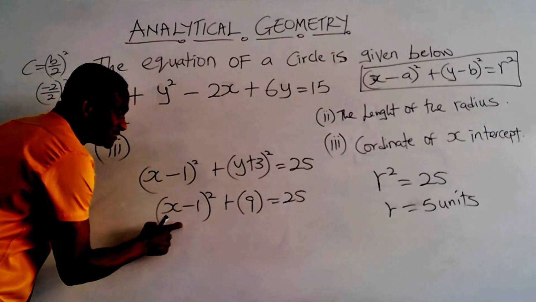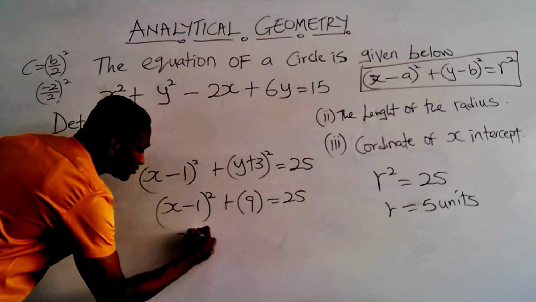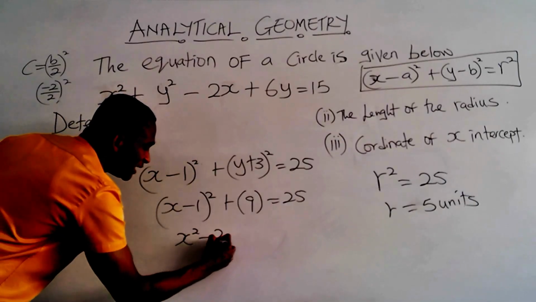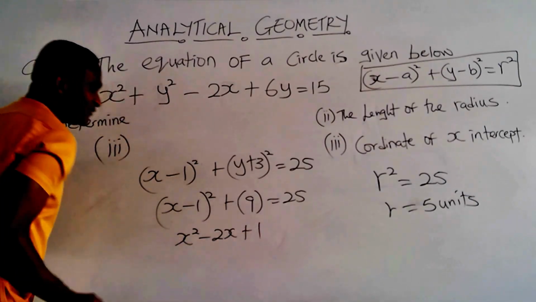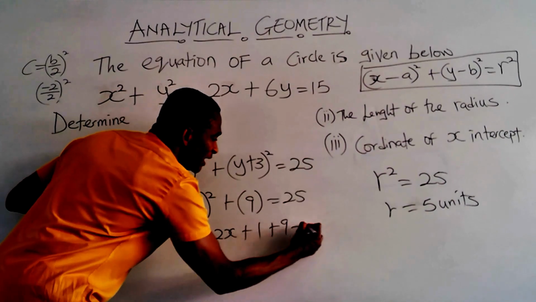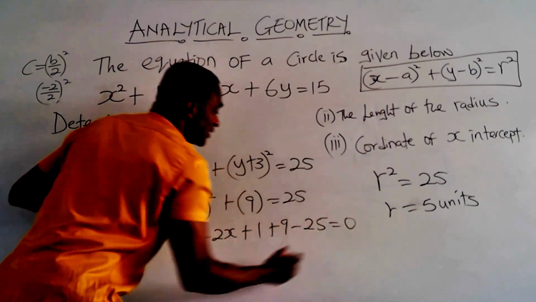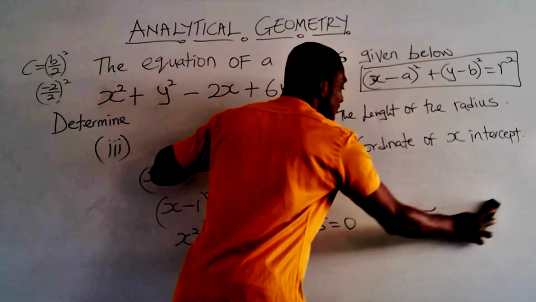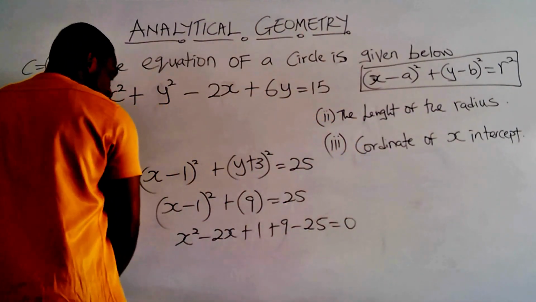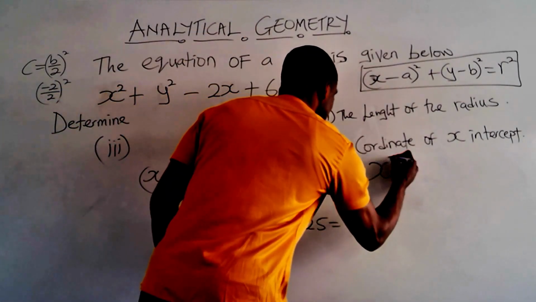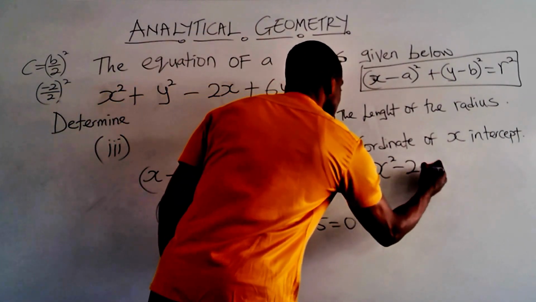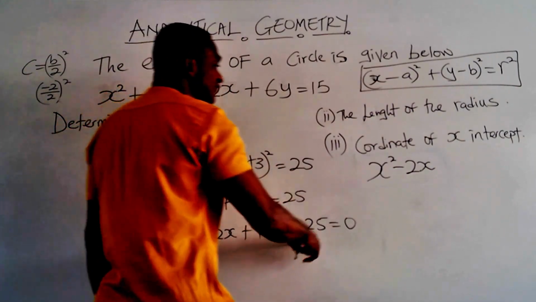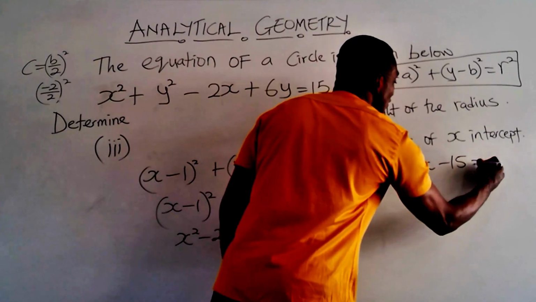Let's simplify this. This is x squared minus 2x plus 1 plus 9 minus 25. Before you can solve any quadratic equation, you write it in standard form. Now, this gives us x squared minus 2x. This is 10 minus 25. That is minus 15. Equals 0.